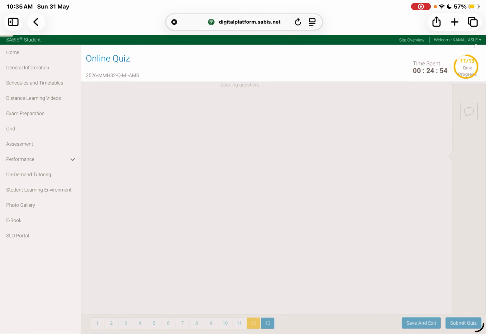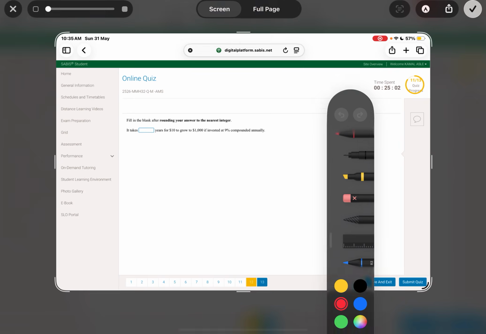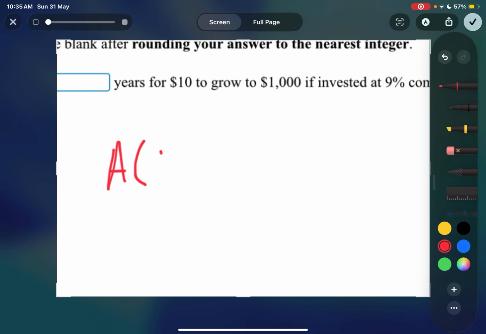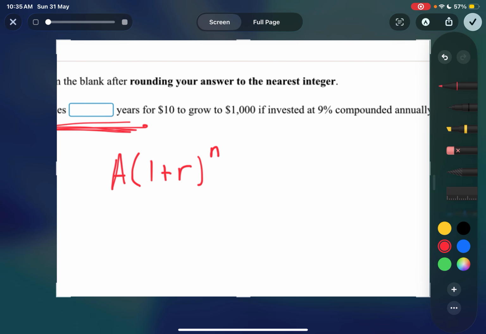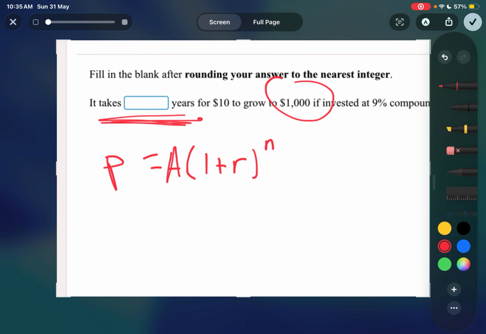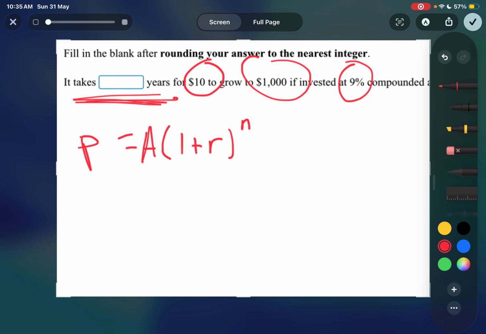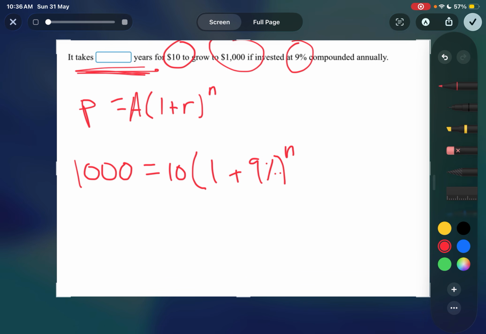Question number 12. Okay, so this one's the compound thing, which is the formula: initial times 1 plus r to the power of n. Here they want n. We have the total, and we have the initial and we have the r. We need to find n. So it will be 1000 is equal to 10 times 1 plus 9% to the power of n. You put this in the calculator and you'll find n approximately 53.